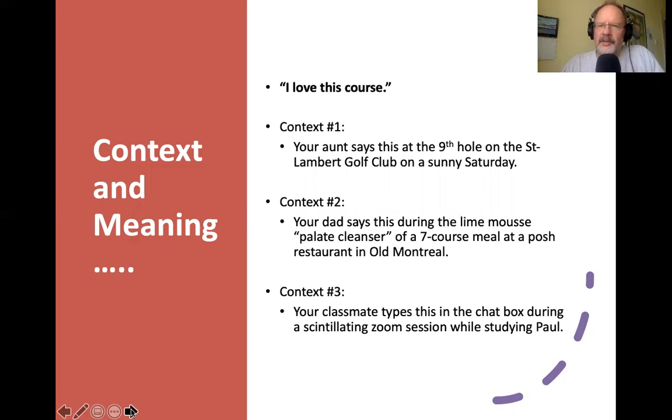I love this course. If that can happen to us now in the 21st century with these words, I love this course, it can certainly happen with ancient texts. And that's why it's important to know something about contexts as much as we can. Often we don't know everything about a context, and often we can't know everything. But even just trying to know something about contexts helps us.